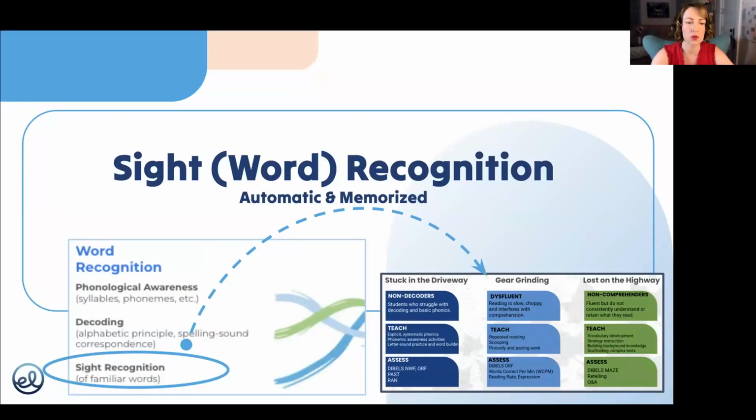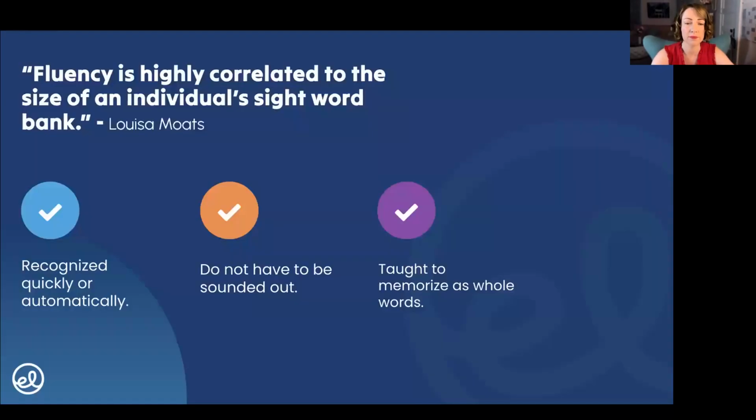And we have those strands: phonological awareness, which is letter to sound correspondence; decoding, which is breaking words apart so that I can sound them out. And we're going to look today at sight recognition. So this is talking about automaticity, words that you have memorized by sight. And this is part of your fluency. Fluency is highly correlated to the size of an individual's sight word bank.